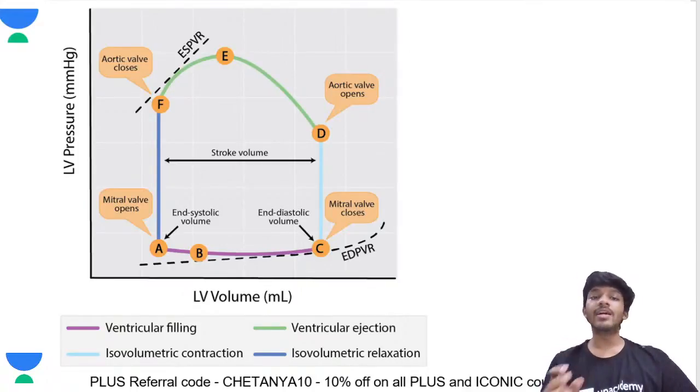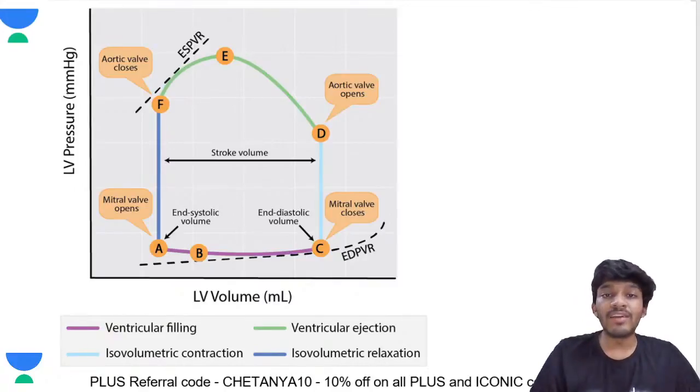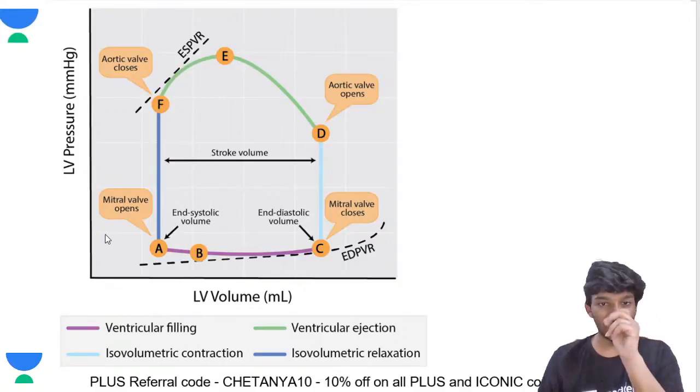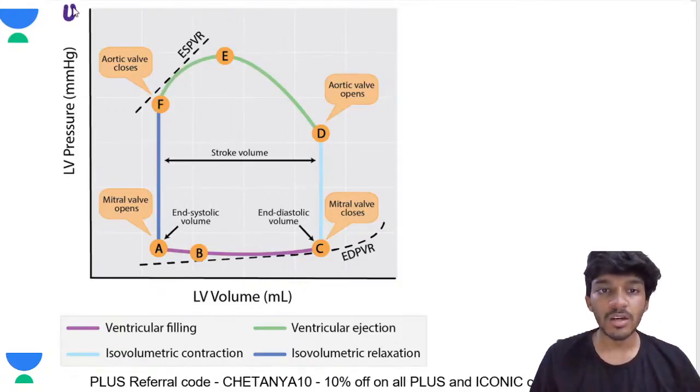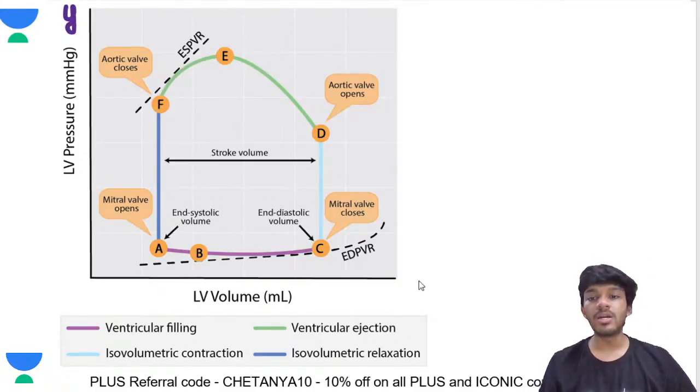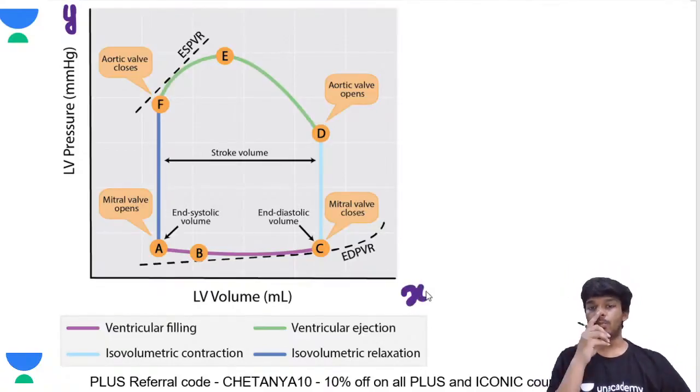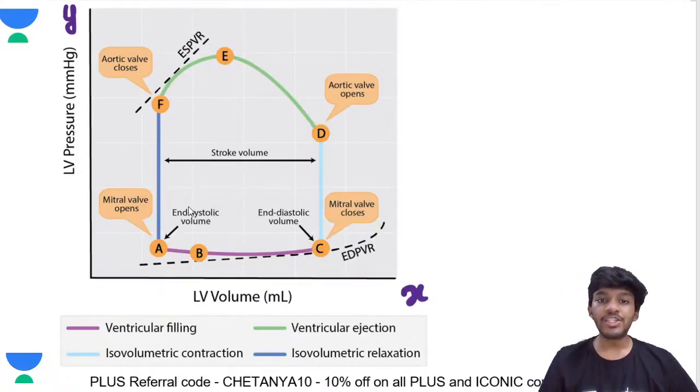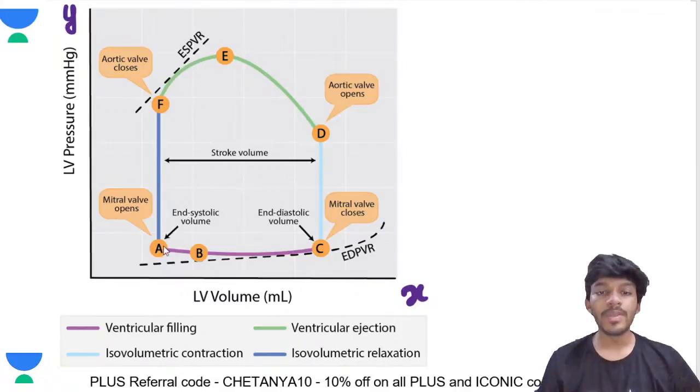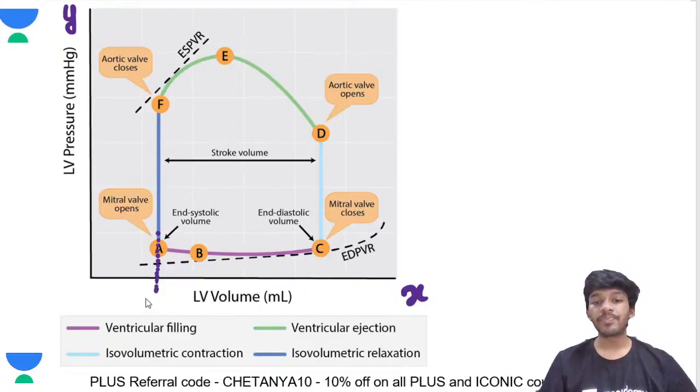Similarly, here we are drawing a curve between the volume of the left ventricle and the pressure of the left ventricle. So this is called a volume pressure curve. On the y-axis I am drawing pressure, and on the x-axis volume. Let's say the initial volume after the end of systole, when the ventricle is empty, is 50 ml.